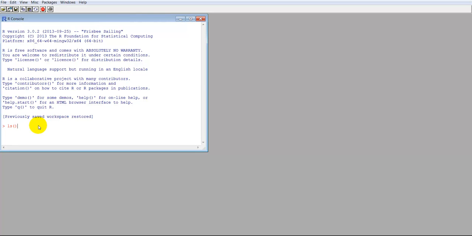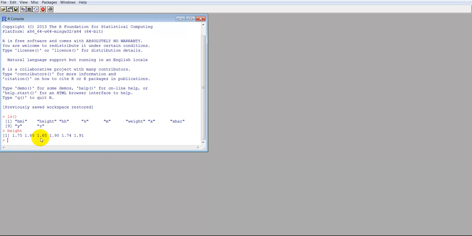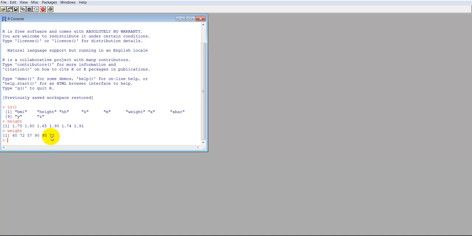You can use ls to do that. And I have height and weight in there. So height is here and weight is there. Okay, now make sure you have these, and then pause the video, and I want you to show these on a plot with height on the x-axis.